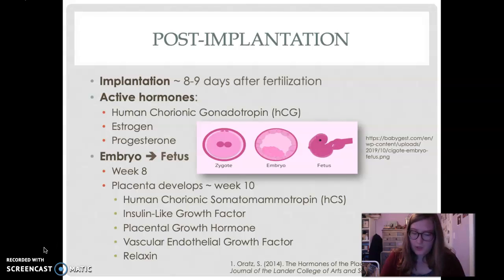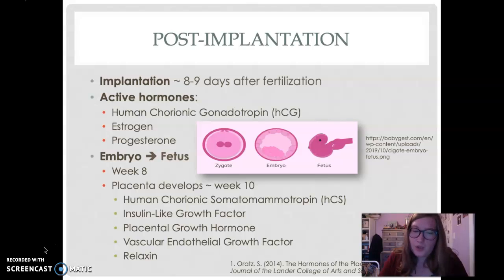The placenta secretes a peptide hormone called human chorionic somatomammotropin, or HCS, which namely increases breast development during pregnancy and alters the mother's glucose and fatty acid metabolism to support fetal growth. The placenta also secretes a number of hormones to promote the tremendous amount of growth that occurs during fetal development.